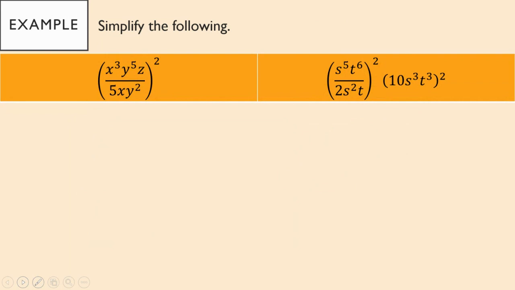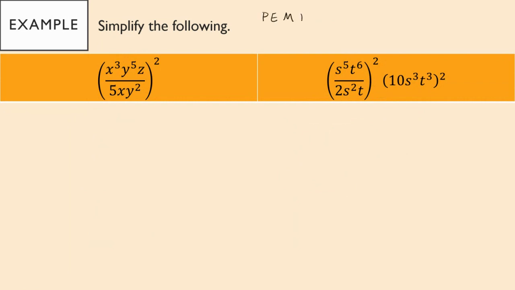Now these are my last two, and these are going to be doozies. They look like doozies. They're not as bad as they look. So I wanted to do some that involve fractions as well. On the left here, we've got a whole bunch of stuff in parentheses. We've got x cubed y to the 5th z over 5xy squared. And then that whole thing has an exponent of 2. Then on the right, we have something else very similar, but then it's also multiplied by something else.